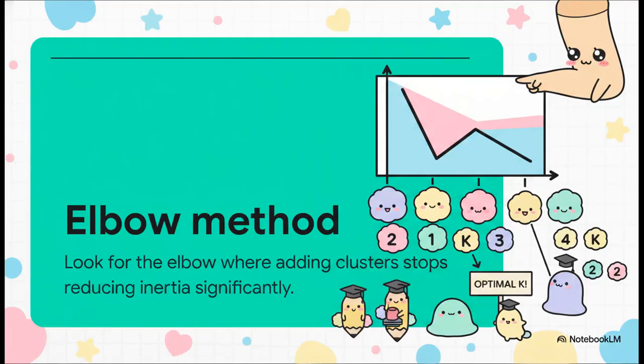But hold on. How do we actually know what that magic number K should be in the first place, right? Since we don't have an answer key, we have to grade the algorithm's homework ourselves. And that brings us to the elbow method. You literally just run K-means for one cluster, then try 2, then 3, and so on, and you plot out the inertia. As you add more clusters, the distance naturally drops. But eventually you hit a wall, a point of diminishing returns. It looks exactly like an elbow on the graph. And that bend? That's usually your optimal number of clusters.